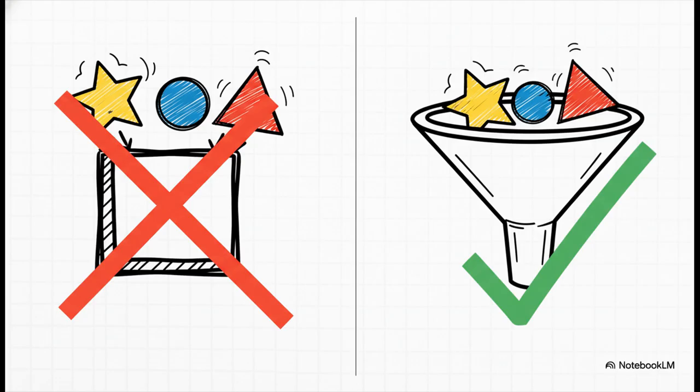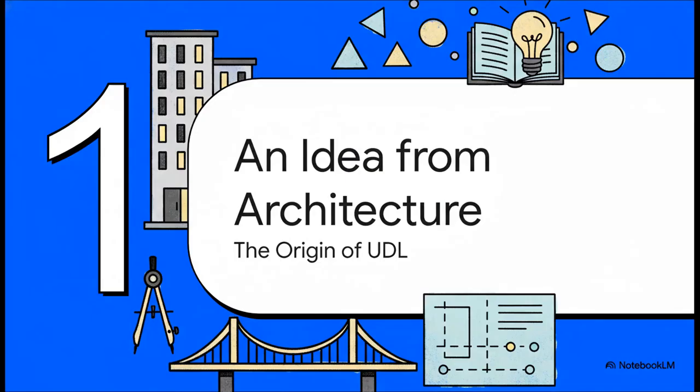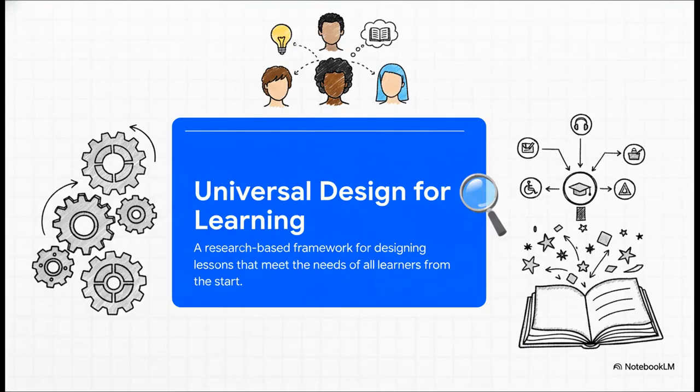This is where this idea of learner variability comes in. The reality is, every single student brings a totally unique mix of interests, backgrounds, and abilities into the classroom. And a single rigid teaching method, it's just never going to work for everyone. So how do we fix this? Well, the big idea, the solution, actually came from a completely different world: architecture and design. And that idea is Universal Design for Learning.